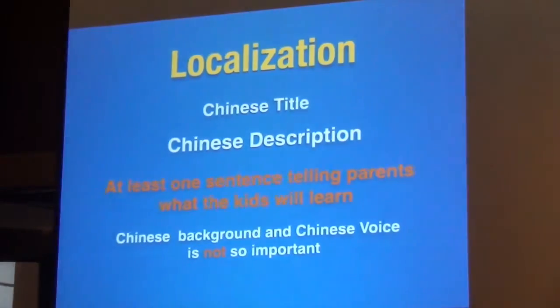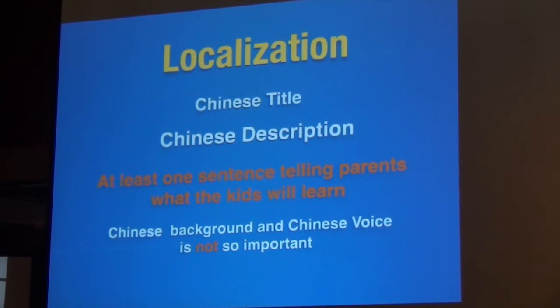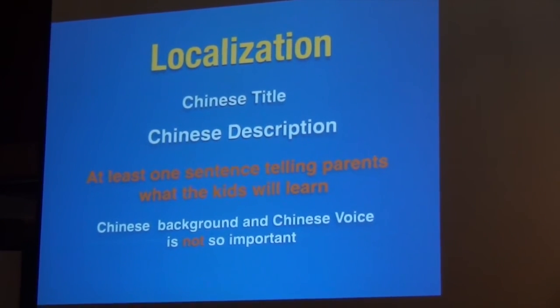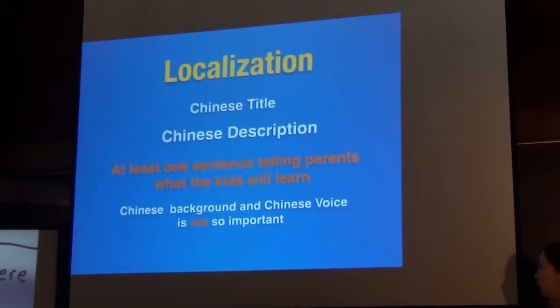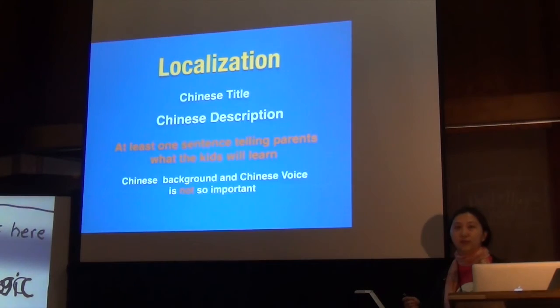localization. At least your app needs a Chinese title and a Chinese description. What I mean is not that you need to translate lots of things into Chinese, but at least in the first sentence of your description, tell the parents what the kids will learn from your application. That's a very important thing.